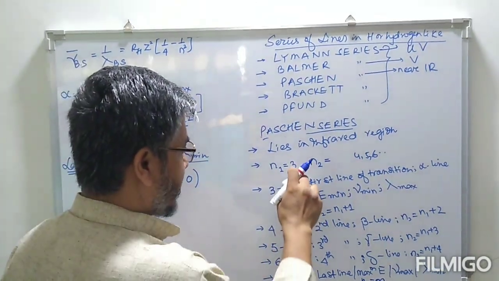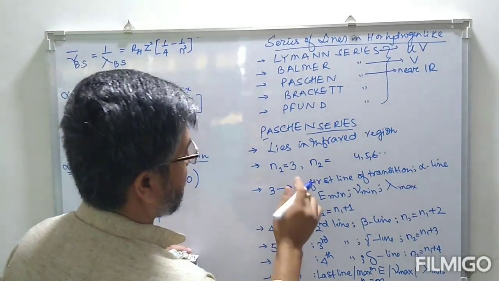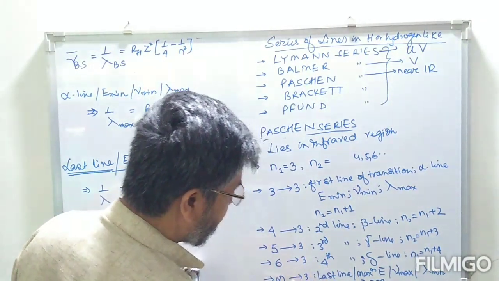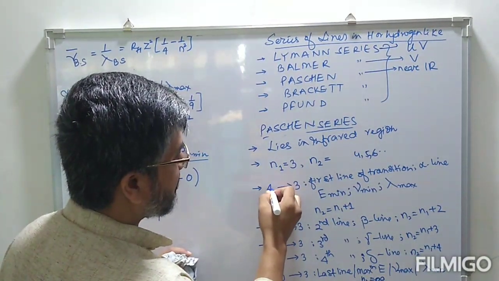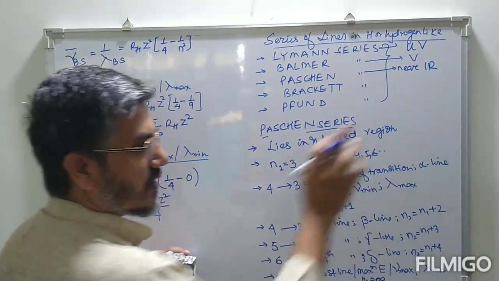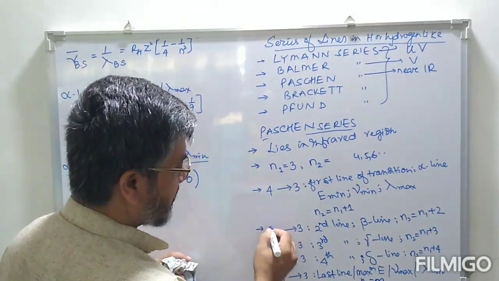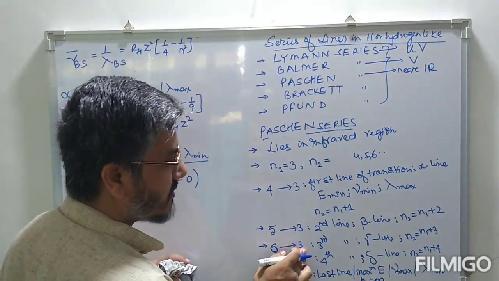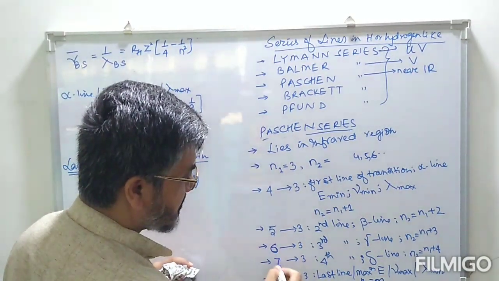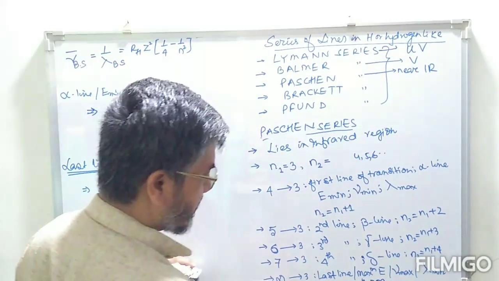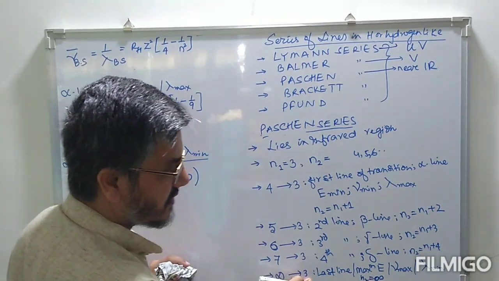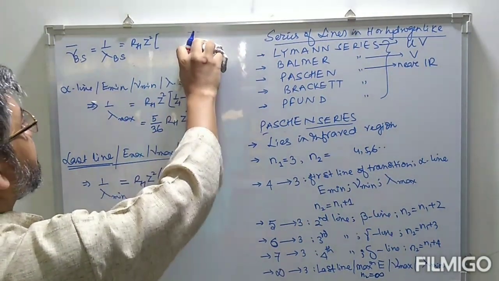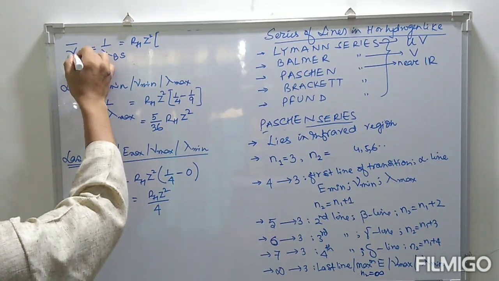So again, based on this, the electron is always coming to the third level, that is the second excited state. Now the electron is coming from 4 to 3, the first line of transition, the alpha line. From the fifth level to the third level, the second line, the beta line. From the sixth level to the third level, the third line. From the seventh level to the third level, the delta line. From infinity to third, that is the last line. So we have this Paschen series.